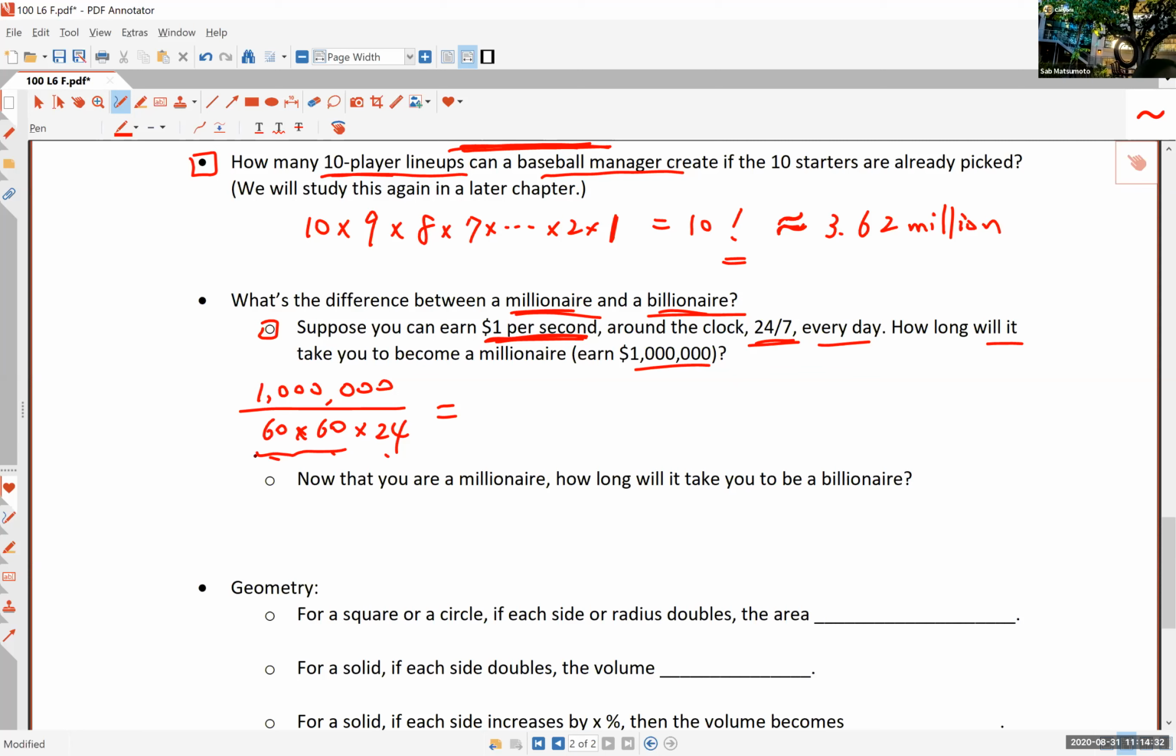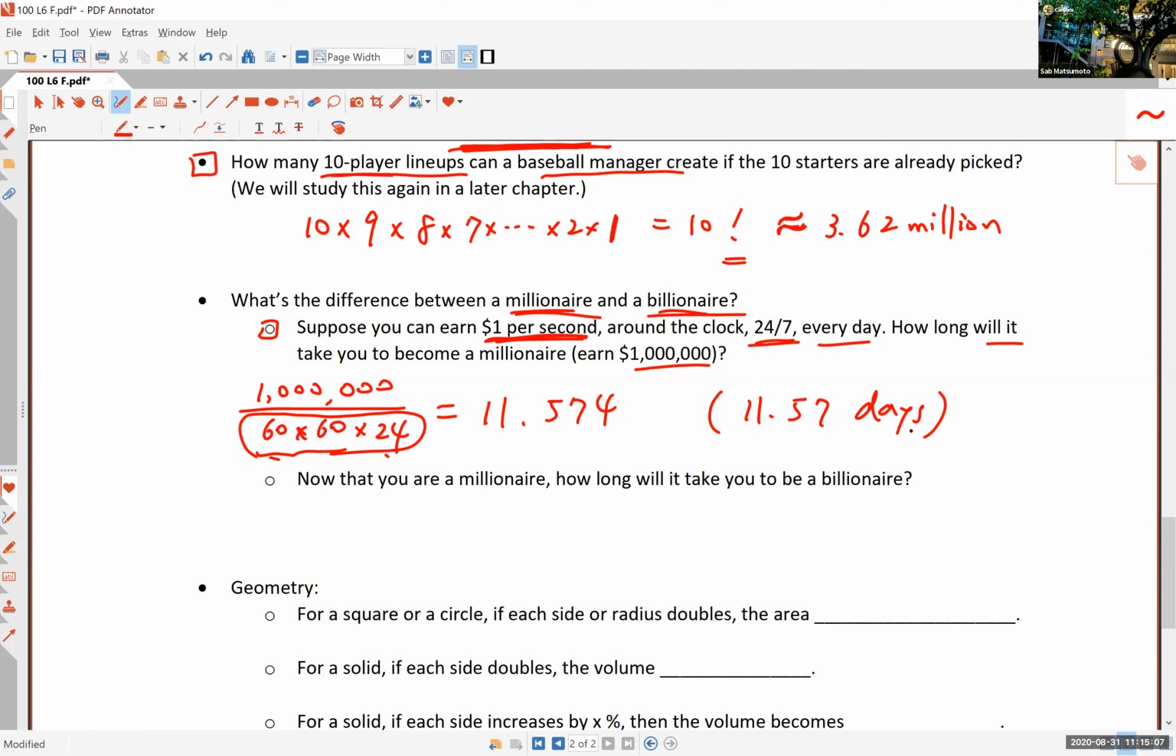Now, the denominator here is the number of seconds per day, because 24 hours per day, right? And so this will give you a pretty reasonable number, 11.574. Okay, so the answer is it takes about 11 and a half days. Again, the denominator is the number of seconds in a day. So it'll take you 11 and a half days to become a millionaire at this rate.